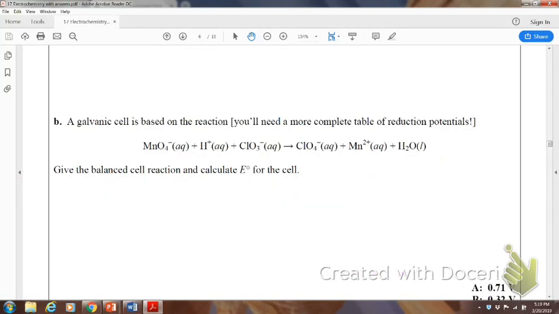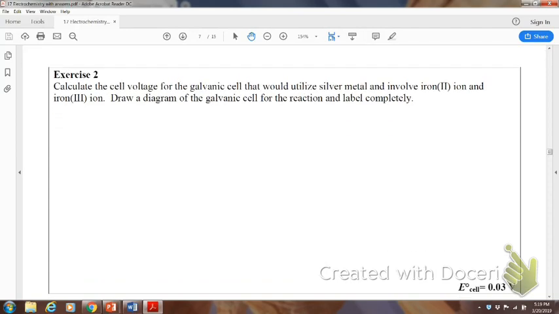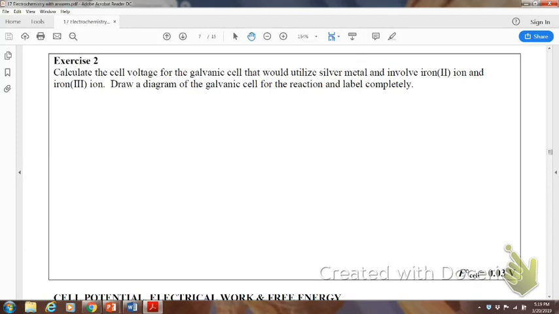Moving on, the next one says calculate the cell voltage for the galvanic cell that would utilize a silver metal and involve iron 2 ion and iron 3 ion. And then the next thing it wants you to do is draw the galvanic cell for the reaction and label it completely. Okay? So we're going to finish this, and then we're going to stop this video and then move on to cell potential. Okay, so this will be the last part of this video.